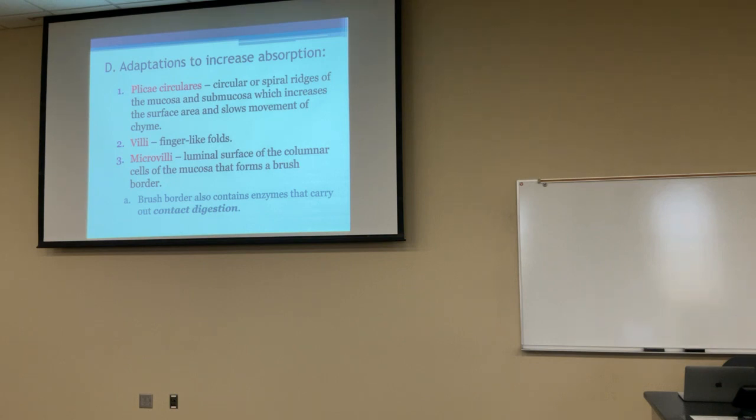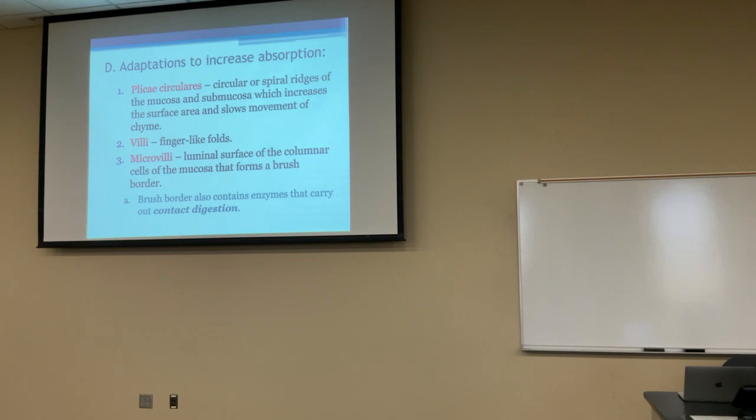Then, if you look inside the small intestines, the mucosa is folded up to form circular ridges or folds on the inside. Those circular ridges or spiral ridges are called the plicae circulares. And those also increase the surface area for absorption, because they're elevated ridges.